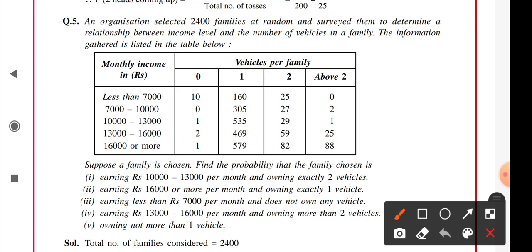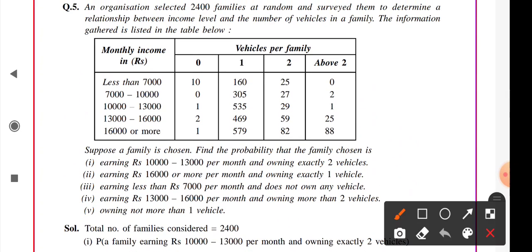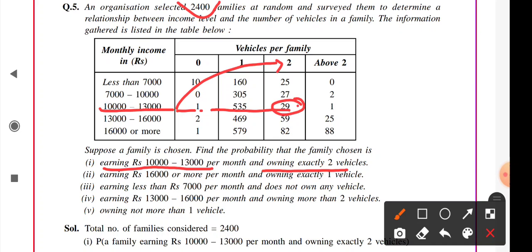The first one, I am going to show you, is the earning 10,000 to 13,000 and owning exactly 2 vehicles. That means you have to go here, and there are 29 such families. Therefore the answer will be 29 upon the total, that means 2,400 families, because these families were surveyed.